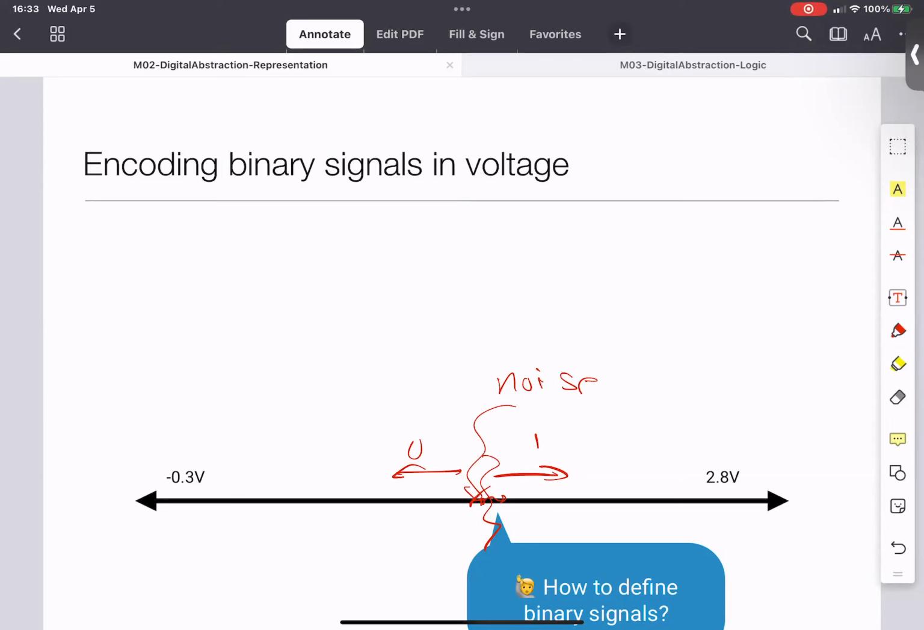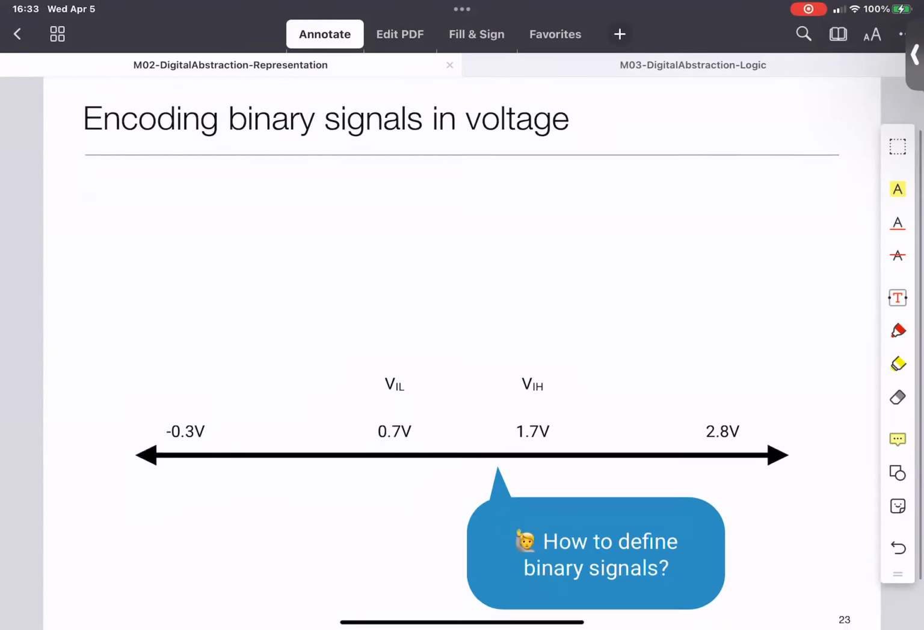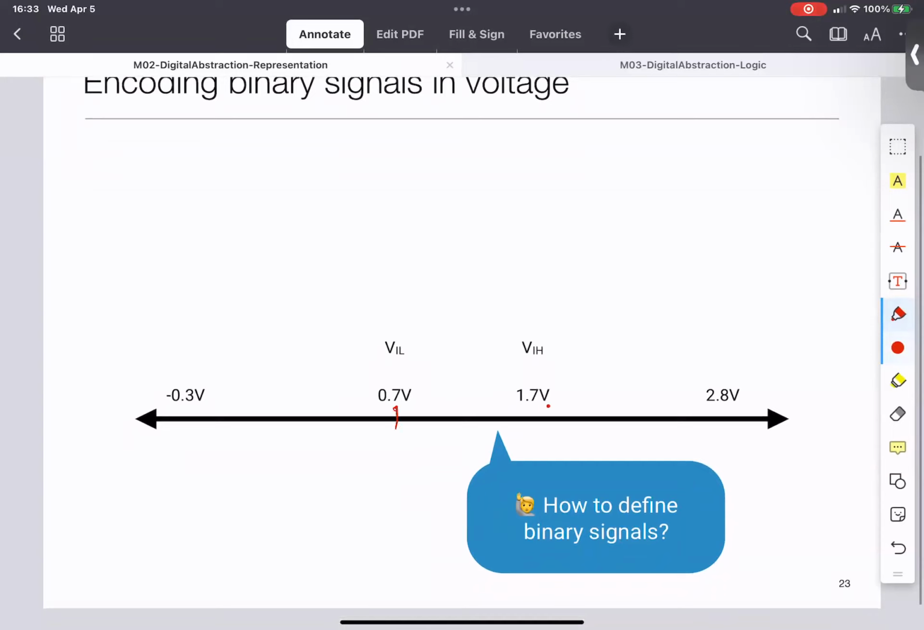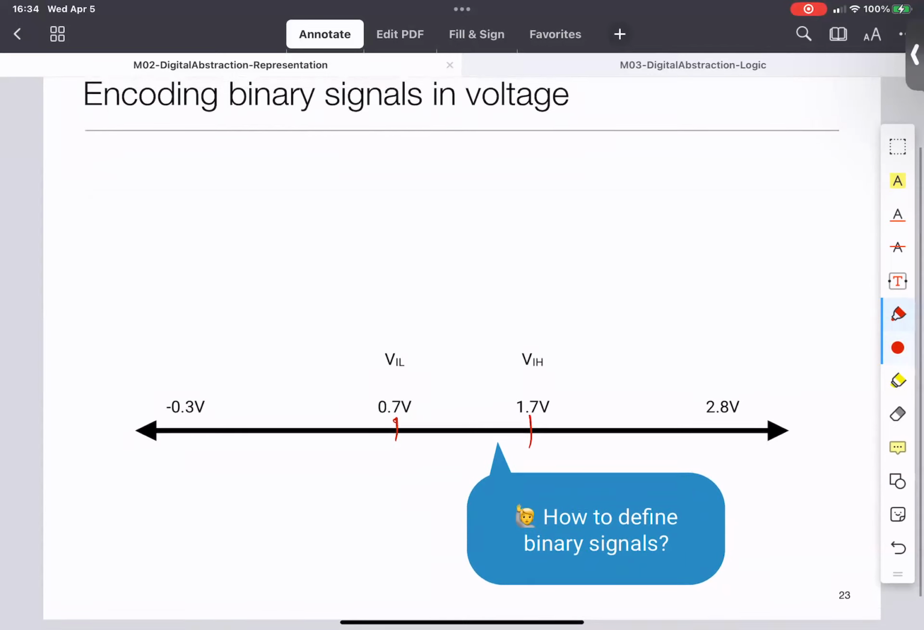So instead we think of something more robust. What we do is we define 2 thresholds. We define one threshold out here, 0.7, and another, 1.7. These are just arbitrary made-up numbers, and this would depend upon the specific component. And then we can say that to the left of this is 0, to the right of this is 1, and in between is not defined.